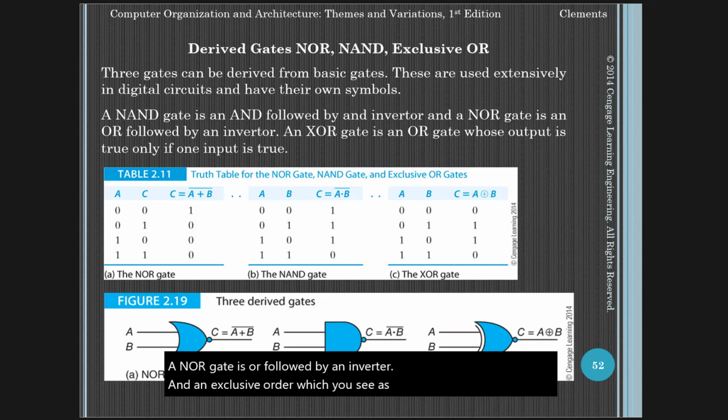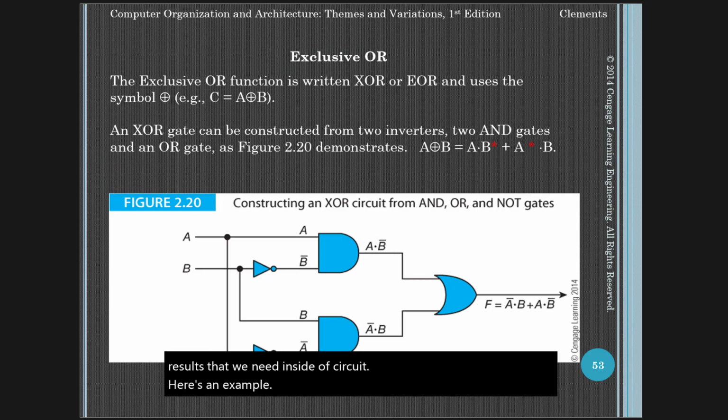And an exclusive OR, which you see as XOR gate, is an OR gate whose output is true only if the input is true. So we can see the truth tables here and how this logic is slightly different, but allows us to change the outcome in a way that produces the results that we need inside of our circuit. So here's an example of constructing an exclusive OR circuit from our AND, OR, and NOT gates. So you can construct a circuit out of any of these types of gates and inverters and whatever you need in order to get the result that you want, right?